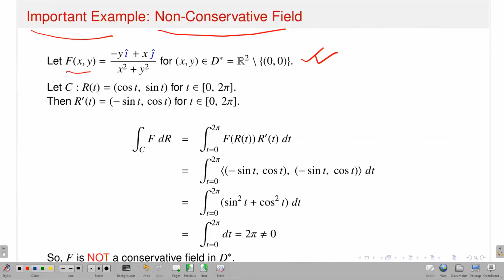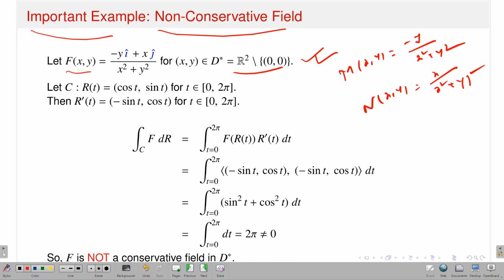Suppose this is my vector field capital F of x, y, which is minus y i cap plus x j cap divided by x square plus y square. That means, what is my capital M in this setting? Here my capital M is minus y divided by x square plus y square, and my capital N is x divided by x square plus y square. But you have to be careful here, this is my domain not in R2, but R2 with the origin taken out. That means, I have a punctured plane.